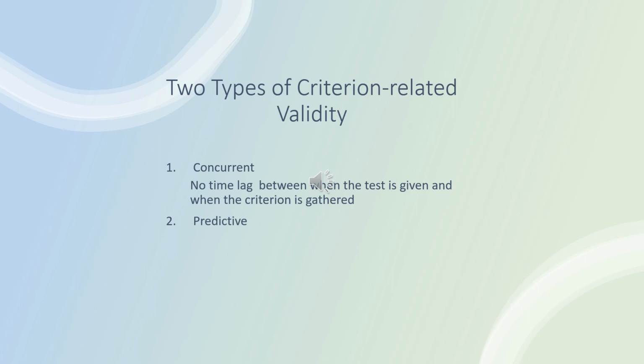Now, to complicate your lives, there are two types of criterion-related validity. We have concurrent and predictive. And the difference between the two types is the period of time between taking the test and gathering the criterion information. So the words themselves tell you the meaning. In concurrent, there is no time lag between when the test is given and when the criterion is gathered.